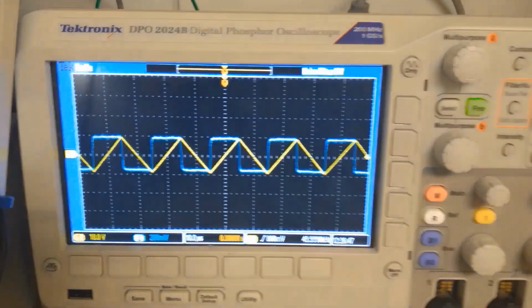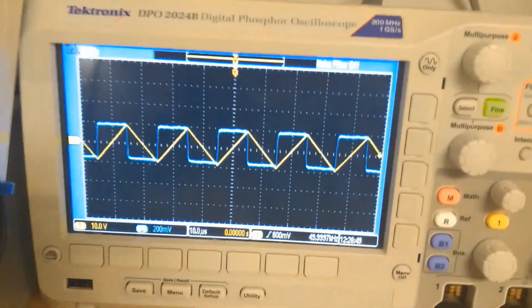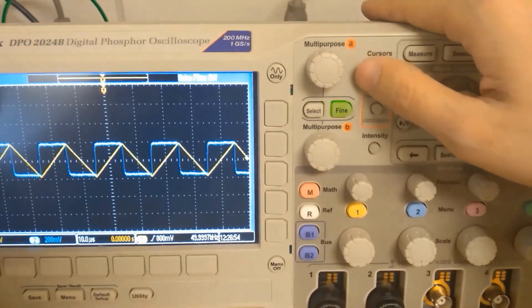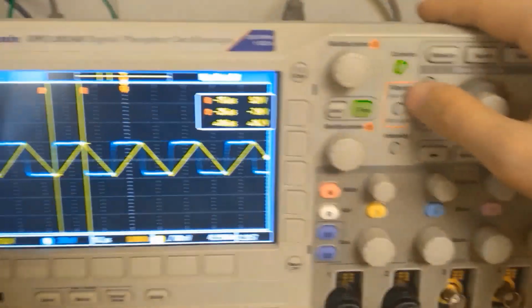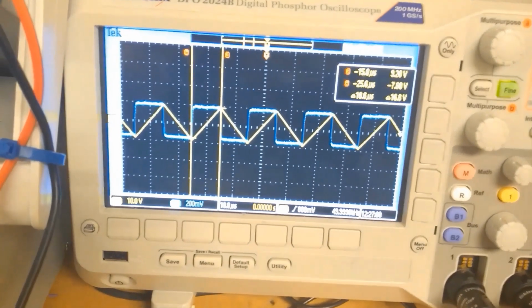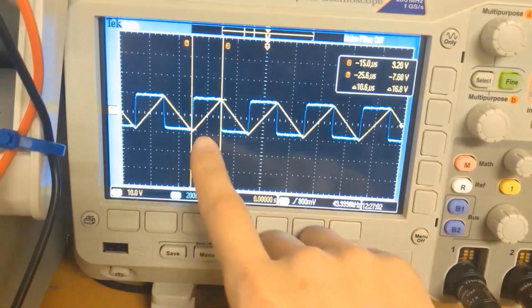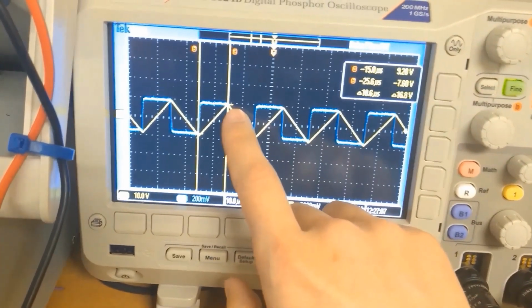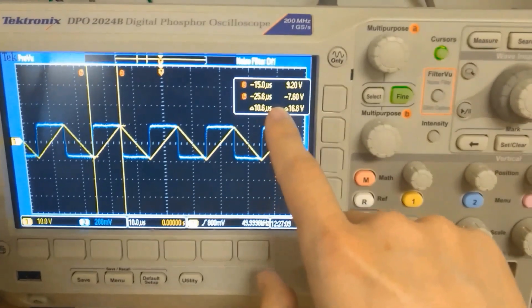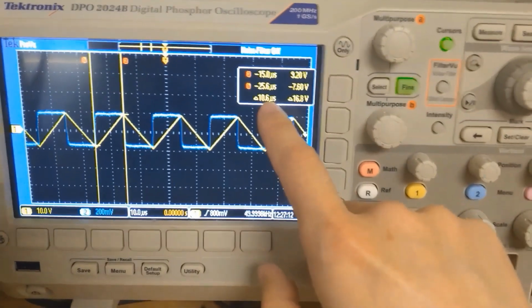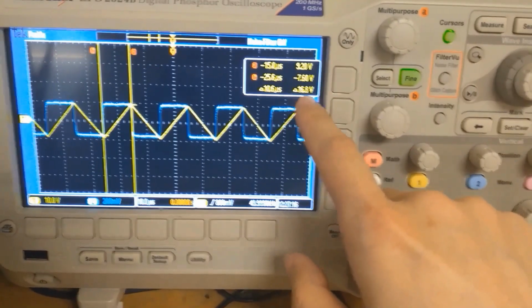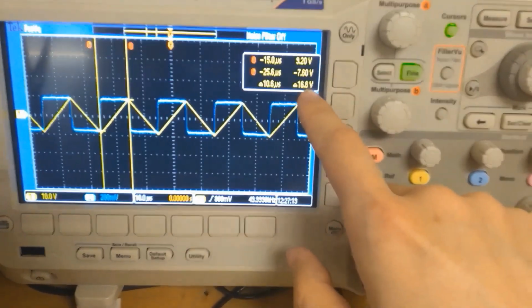So if we look back at our oscilloscope, we just look at the yellow signal. To do the measurements, we need to use the cursors. The cursors button will bring up 2 cursors. We put one cursor at the negative peak, another one at the positive peak. And we look at these small windows here. The time interval is 10.6 microseconds, and the peak-to-peak voltage is 16.8 volts.